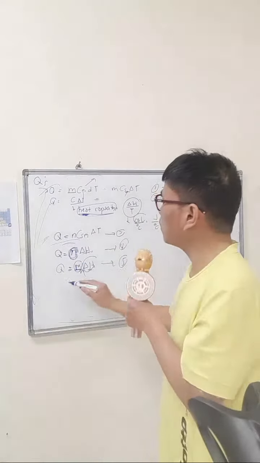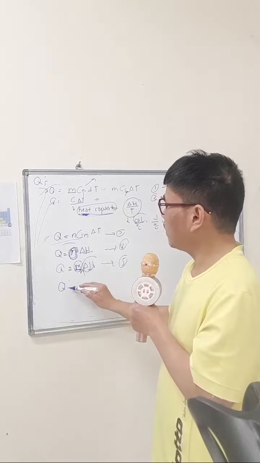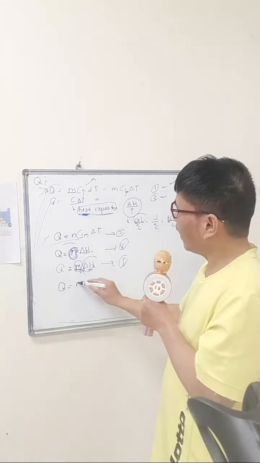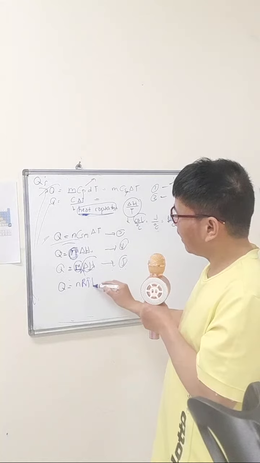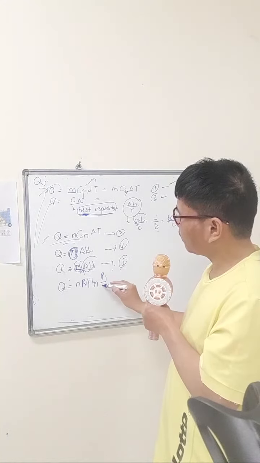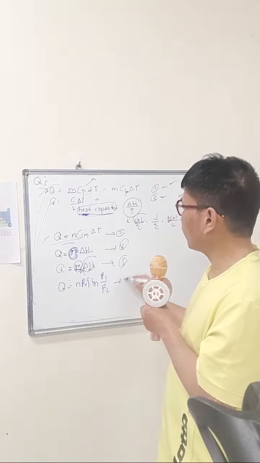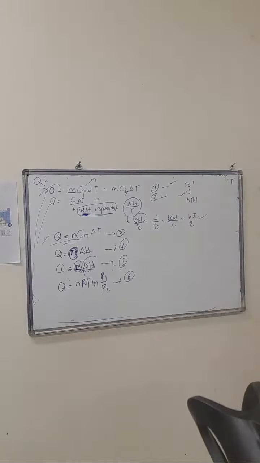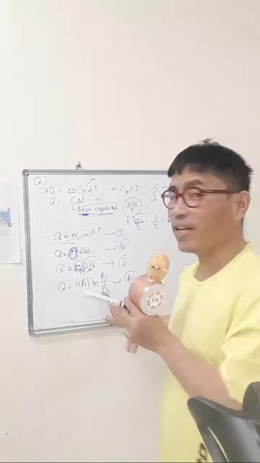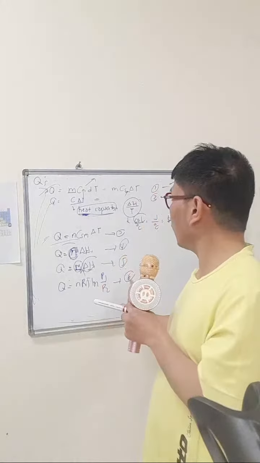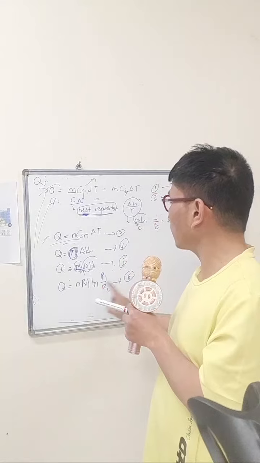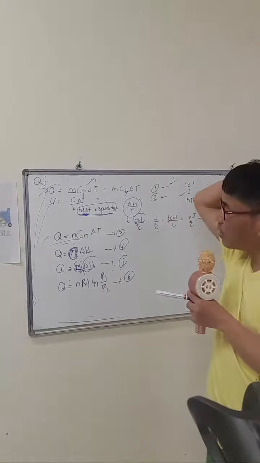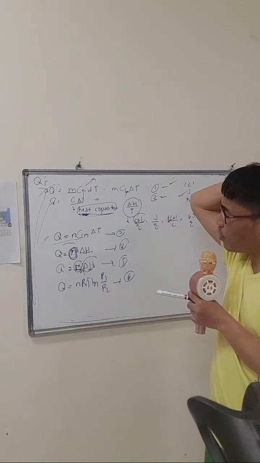So for Q, if you can still remember this equation, guys, I forgot, nRT ln P1 over P2, the natural logarithm. Equation number 6. This is thermodynamic properties already, guys. So review the thermodynamic properties because that's all I remembered. Q is equal to nRT ln P1 over P2. Okay, like that. You get the point?